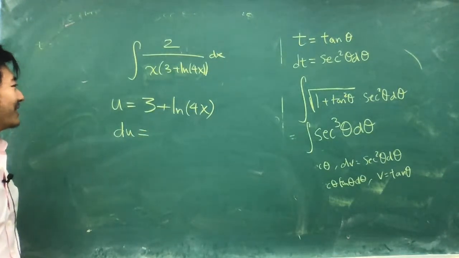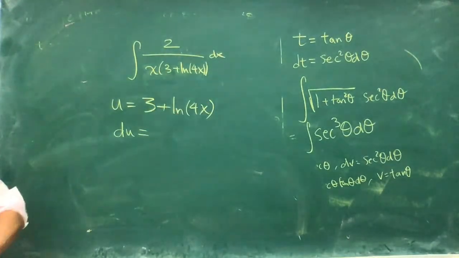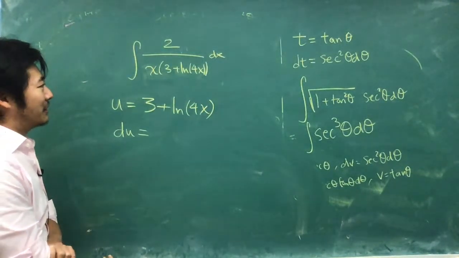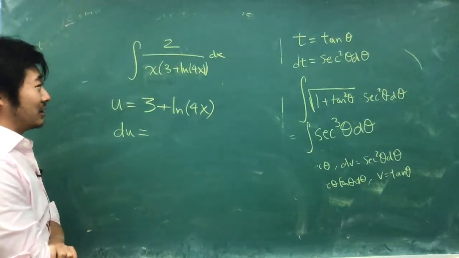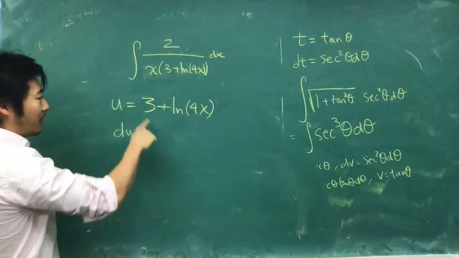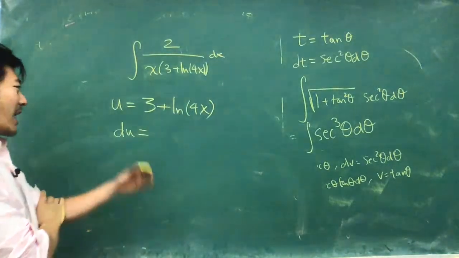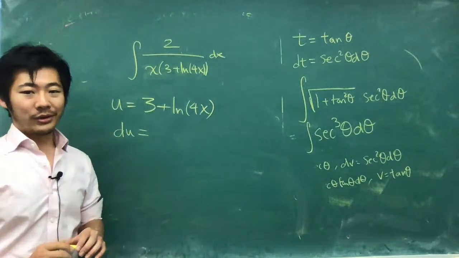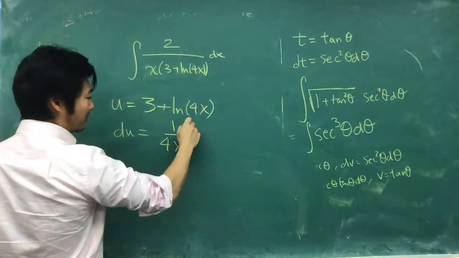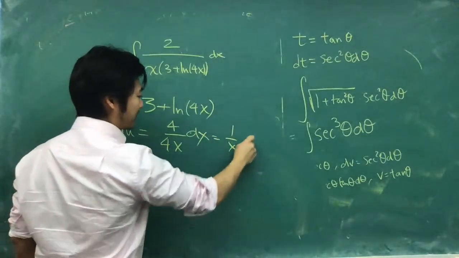Anyways, so for this one, the messiest part is this part. So you kind of just set that as u and hope that something really nice happens. A lot of times, if you set the messiest part as u, you should just try it. Maybe it might work. If you have a plus a constant, it's not a bad idea to include it, because when you take the derivative, it goes away. So this is 1 over 4x times the derivative of the inside, which is 4, and then dx. So that's just 1 over x dx.